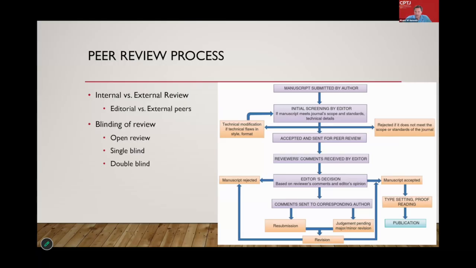We have several types of review. It can be open review, where the authors know who the reviewers are and the reviewers know who the authors are. The most common one is single blind, where the reviewers know the authors, but the authors do not know the reviewers. And the case of the CPTJ is double blind. The reviewers don't know the authors, and the authors don't know the reviewers. I think it is the most fair review process. That is the double blind.